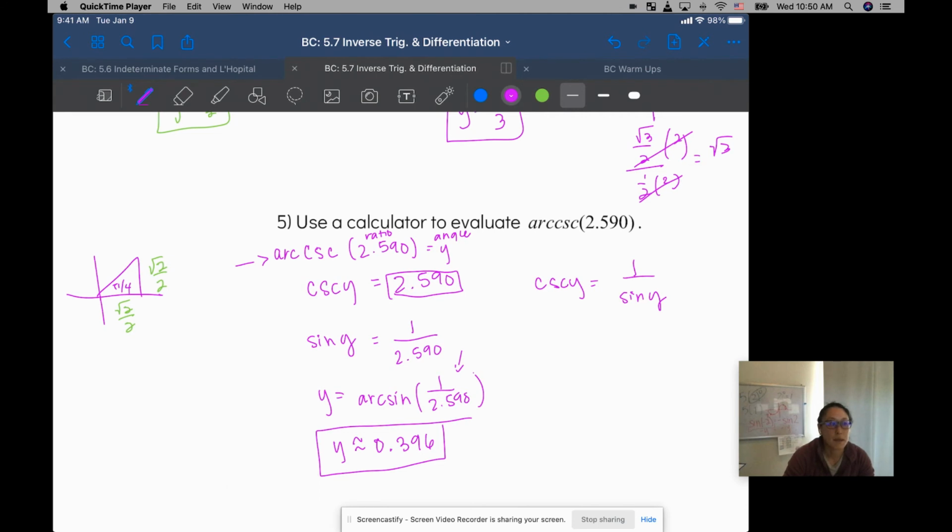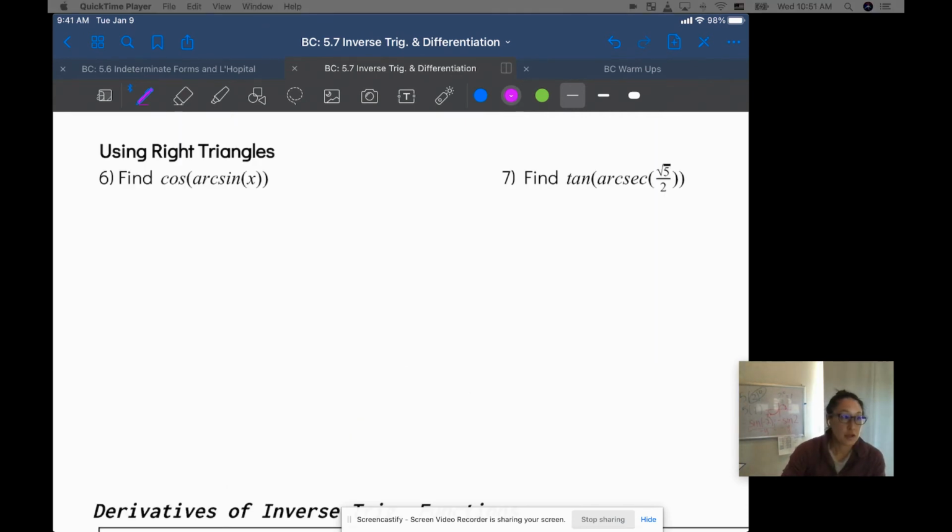All right. Again, trig review. So we're going to use right triangles to solve. We're going to do the cosine of the arc sine of x. So we need to start on the inside. If I'm going to draw a little triangle, and since we're talking about arc sine here, my ratio is x, okay? So x over 1. So the y value would be x, and the hypotenuse would be worth 1, okay?